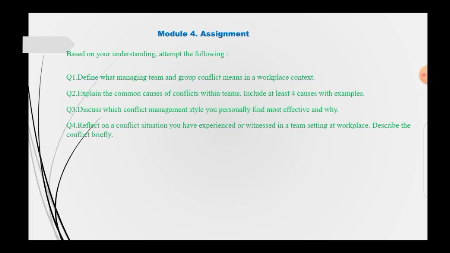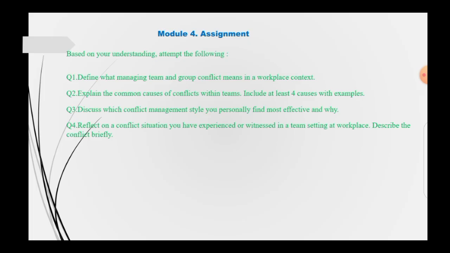Question number 3 is research and analysis based, where you need to briefly explain the common conflict management styles. Example, avoiding, accommodating, competing, collaborating, compromising. Choose one style you find most effective. Support your choice with reasons based on research, theory, or personal experience. Mention benefits of the style and situations where it works best. Provide references to credible sources or theories if possible.